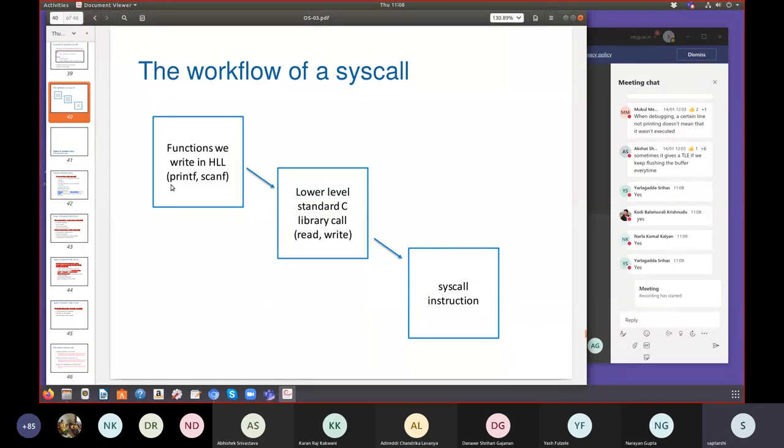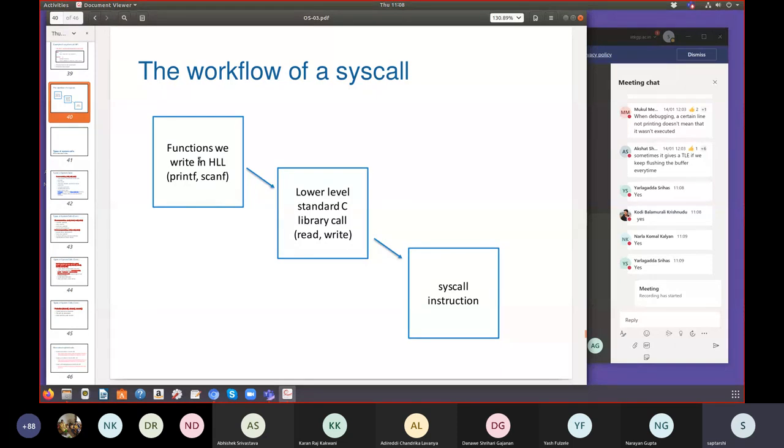Till now, when you are writing programs in C, you are using printf and scanf. These printf and scanf calls used to be translated by the standard C library into calls like read and write. For all practical purposes, these are called system calls, things like read, write, etc. Underlying, the kernel actually calls this syscall instruction, but we don't need to go into that level of detail in order to write our programs.